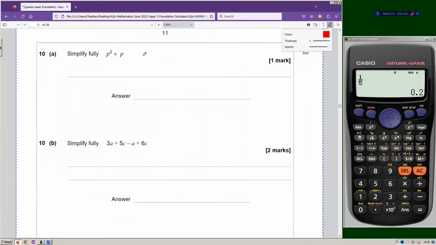Simplify fully p squared times p. Well, that's the same as saying p times p times p, which is p cubed.